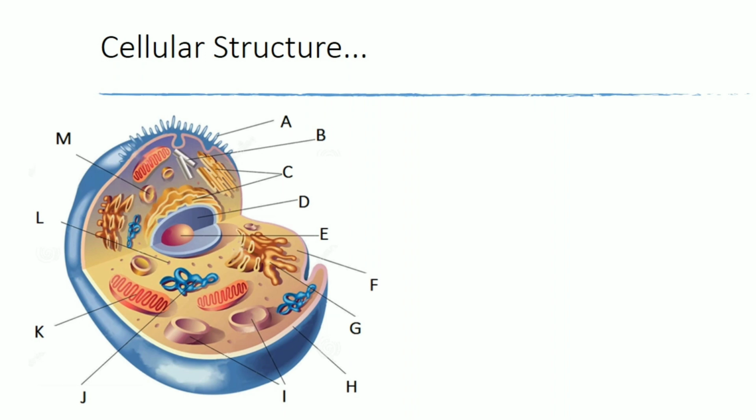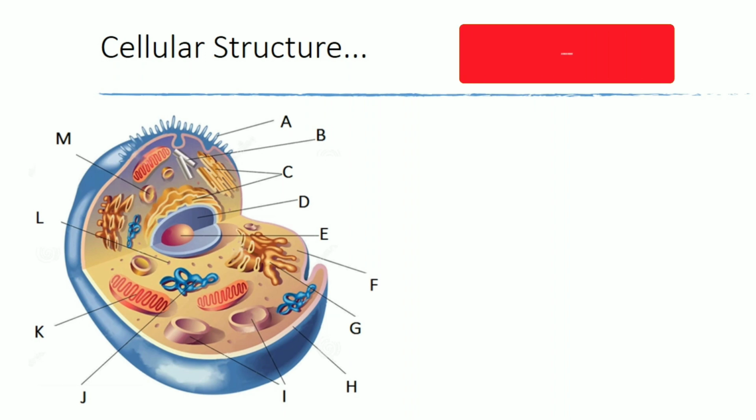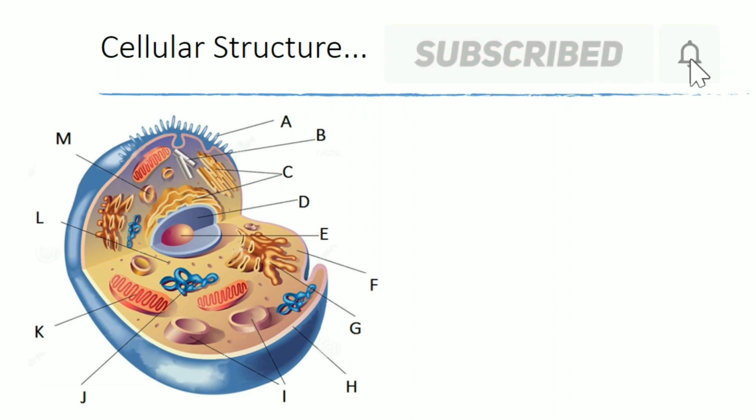A typical animal cell. So here I put the image of a typical animal cell, and try to remember each organelle with their name from A to M. So I will give you 30 seconds. I hope that you all are done. So let's begin with A.